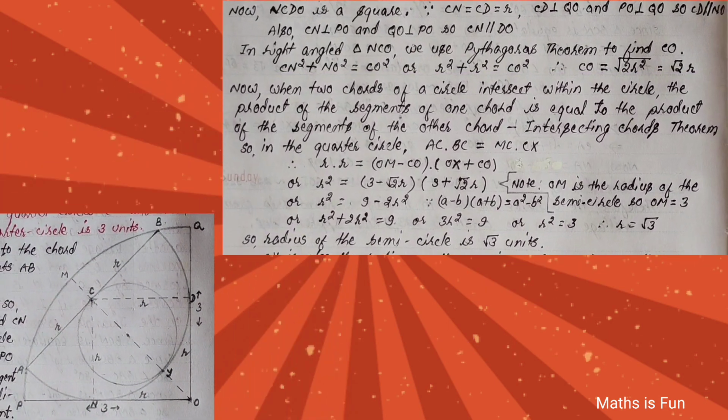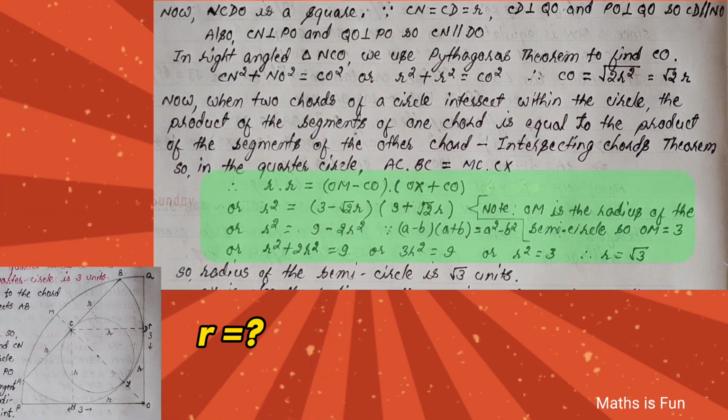Now I want you to recall the famous identity, that is (a minus b)(a plus b) equals a square minus b square. So 3 will become 9 and root 2 R will become 2R square. So after we simplify this, we'll get that R equals root 3.